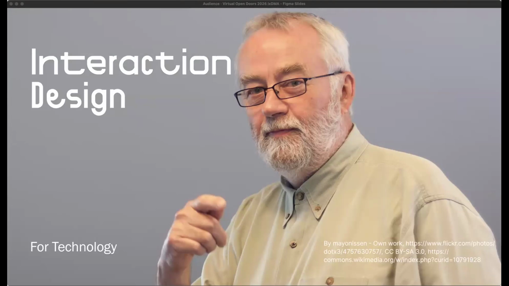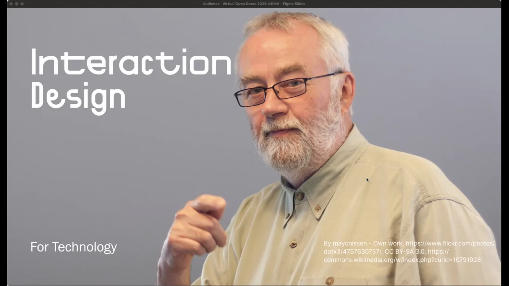Interaction design, the term was coined by Bill Moggridge in the early 1990s. And in the very beginning, it was all about designing useful, usable, and desirable user interfaces. And for the first 20 years or so, this was the core of interaction design. It was meant for designing good, usable technology.